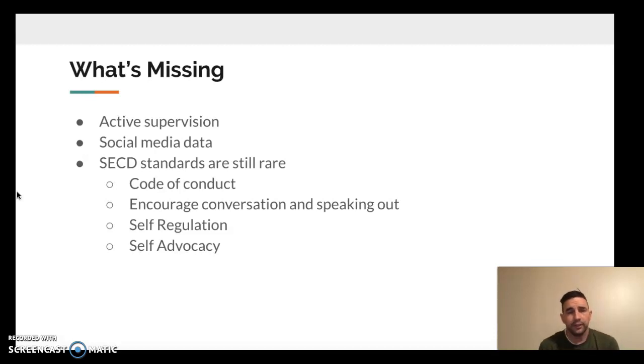And then what seems to be missing in the schools that I go into is that even knowing what the SECD standards are is still pretty rare. It's less rare than a few years ago, but it is still fairly rare. And so whether it's being instructed or not, I think there's still this lack of consistency in terms of creating this code of conduct, this encouraging conversation, speaking out, self-regulation, self-advocacy. Clearly the things that were in the articles that said, this is the way you create that preventative environment. That is what's missing.